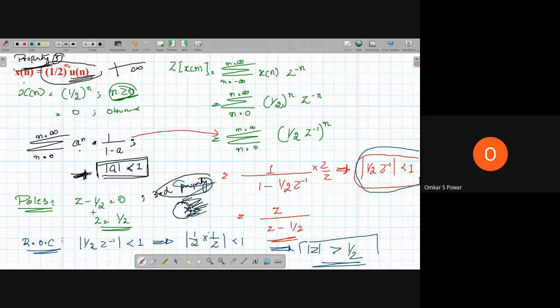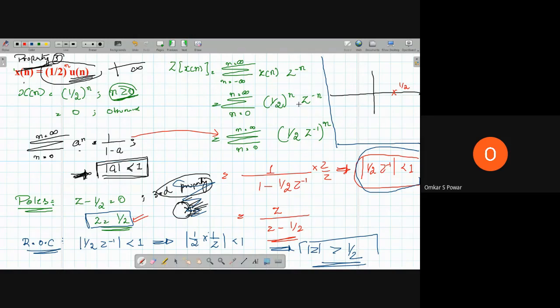So what is this half? Half is nothing but your pole. So how does the ROC look like? Don't worry, if you solve 2 or 3 problems, you will get it automatically. When you're seeing it for the first time, it might be difficult, but try to concentrate here. This is your z plane here, and we have a pole at z is equal to half.